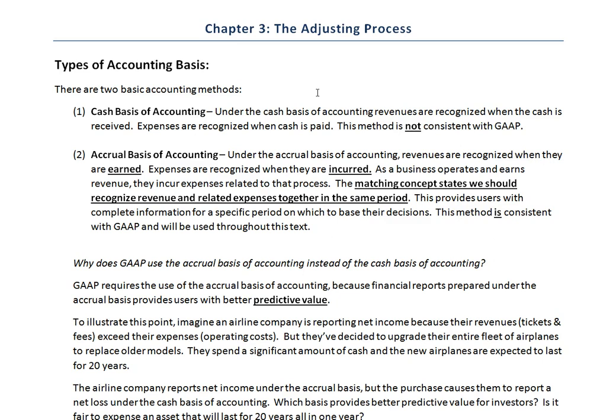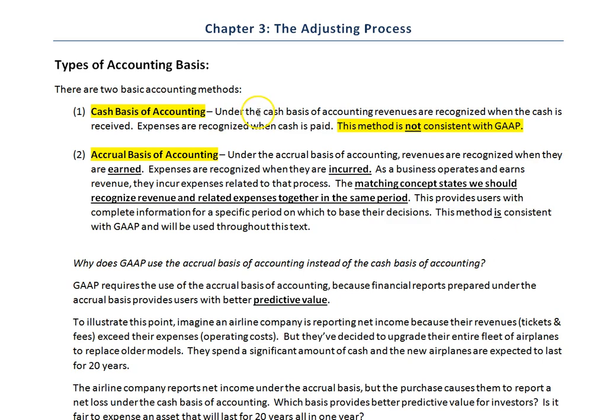Before we begin, we're going to look at two different ways to do accounting. One of them is GAAP, one of them is not GAAP. The first one we're going to talk about is not GAAP, so this one's not as important. So cash basis of accounting is not the GAAP method. We can talk briefly about why they prefer accrual accounting instead of cash basis in a bit.